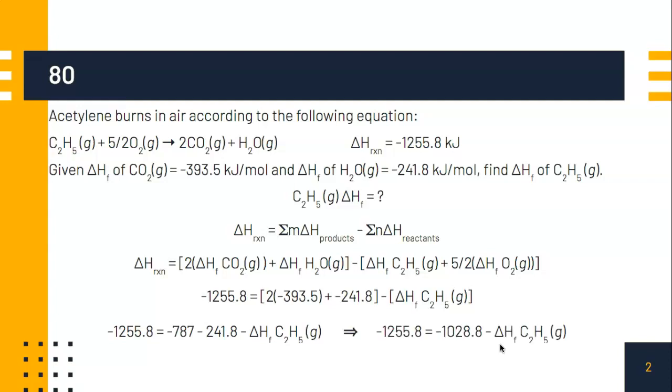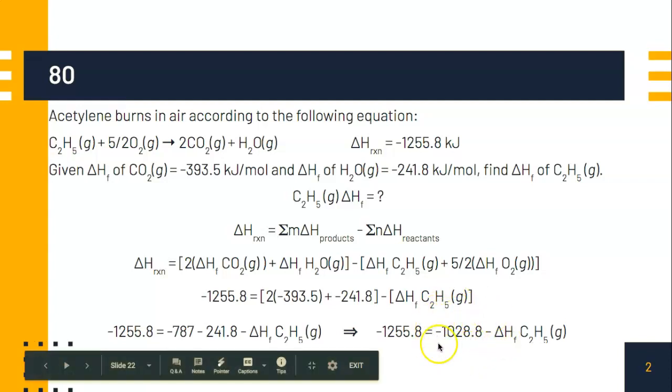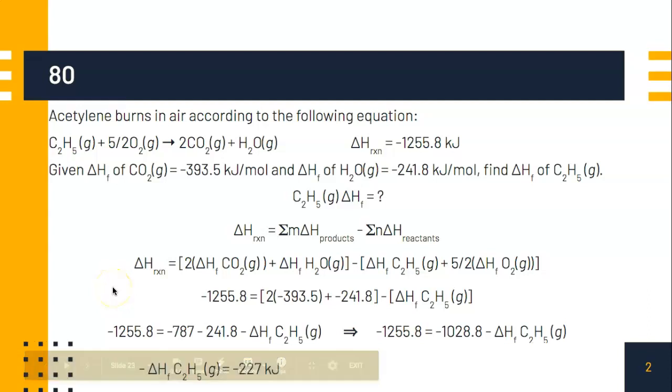That is going to give me, when I simplify that out even further, negative 1255.8 equals negative 1028.8 minus the heat of formation of acetylene. And so then if I move this over here by adding it to both sides, I'm going to get, now you can't see that because my screen's in the way. There we go. Now you're going to be able to see that the opposite of the heat of formation of acetylene gas is equal to negative 227 kilojoules.